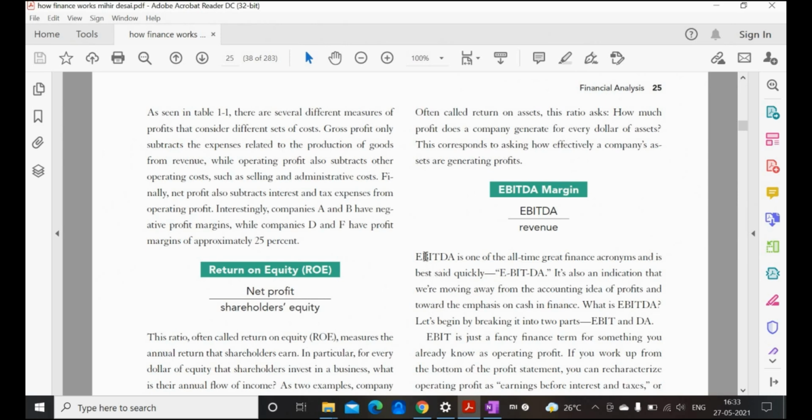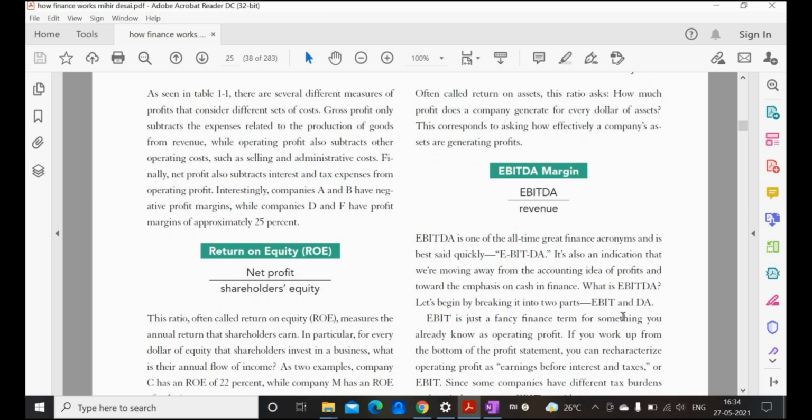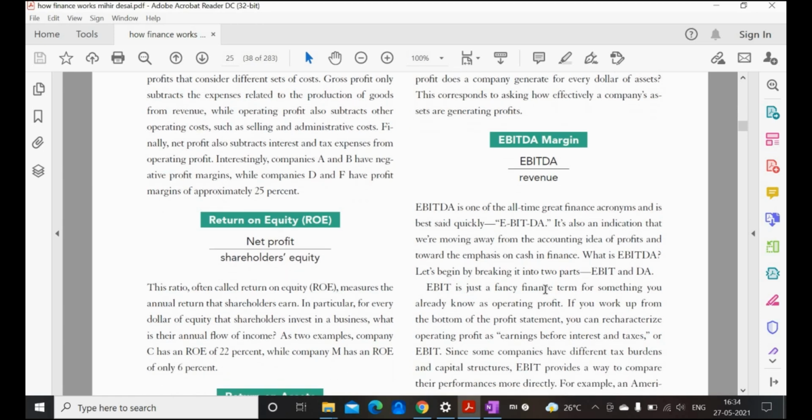So let's read. EBITDA is one of the all-time great finance acronyms and is best said quickly: EBITDA. It's also an indication that we are moving away from the accounting idea of profits and towards emphasis on cash in finance. What is EBITDA? Let's begin by breaking it into two parts, EBIT and DA. EBIT is just a fancy finance term for something you already know as operating profit. If you work up from the bottom of the profit statement, you can recharacterize operating profit as earnings before interest and taxes, right?